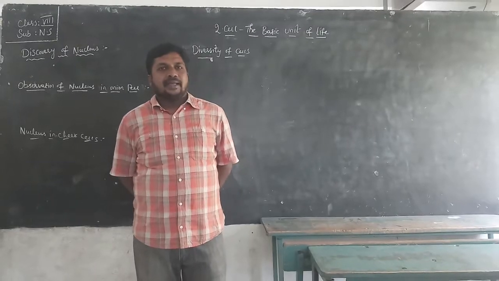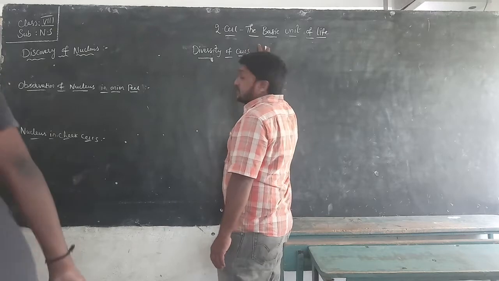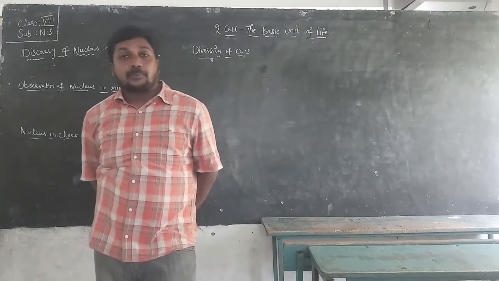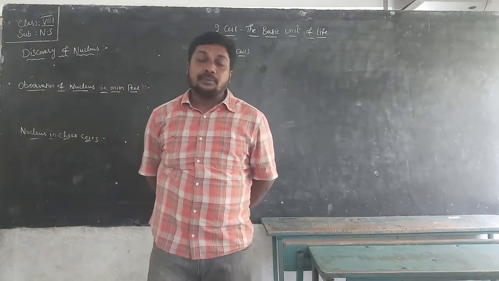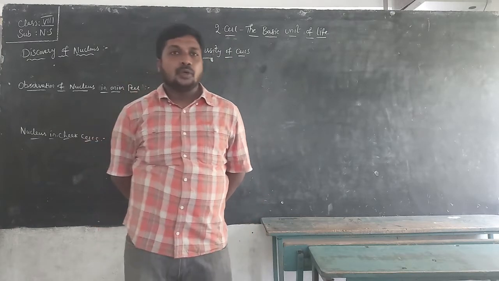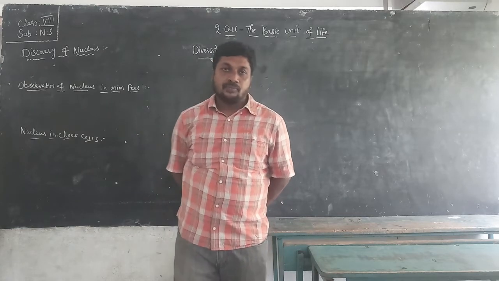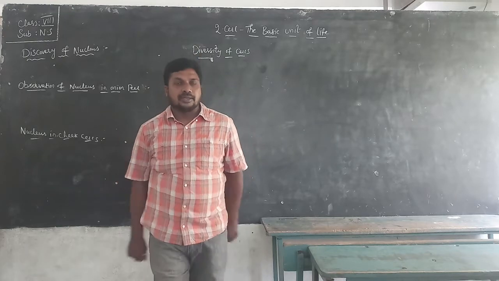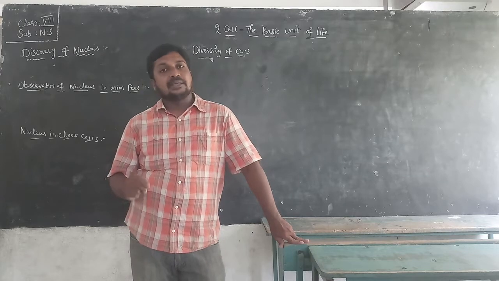Good morning students. In the previous class, in the class 8 subject, I started Cell: the Basic Unit of Life. In that, I explained about different types of cells, that is cells in mastic, cells in onion peel, cells in cheek. And also I explained that the cell is the basic unit of life. Every living creature, either unicellular or multicellular organism, its body is made up of a cell. Cell is the basic unit of life.